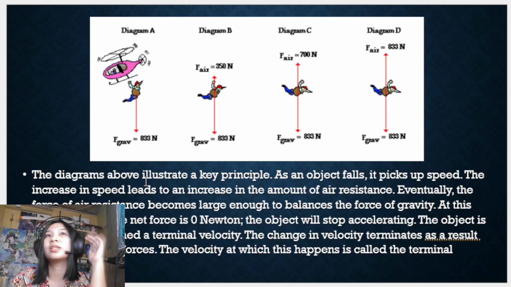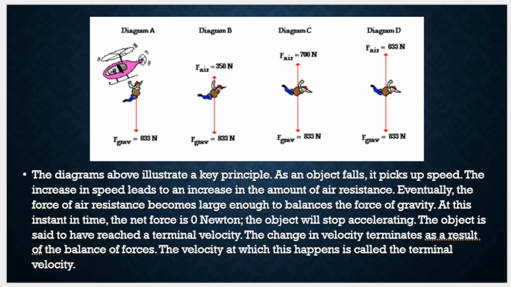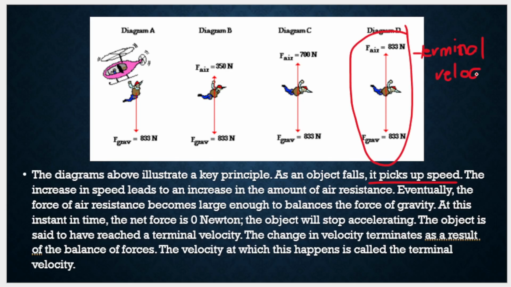Okay, so the diagram above illustrates a key principle that as the object falls, it picks up speed. As what we have said before, its speed keeps increasing. It picks up speed, so it means its velocity increases until it reaches the balance of the forces. So when the forces balance, it means it has reached its terminal velocity.